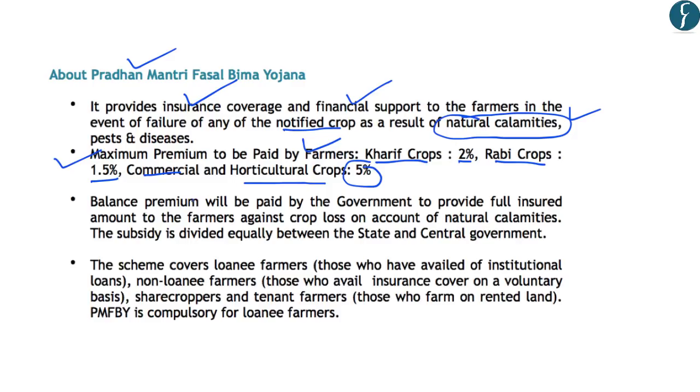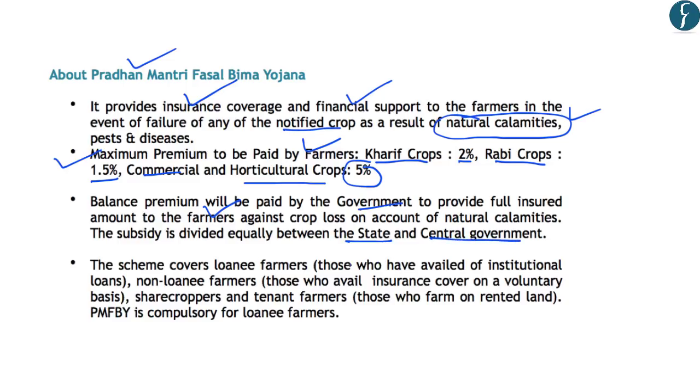Further, the balance premium, that is the premium remaining after the premium that has been paid by the farmer, will be paid by the government, so that the full insured amount can be provided to the farmers in case of a crop loss on account of natural calamities. And this subsidy will be equally divided between the state and the central government.